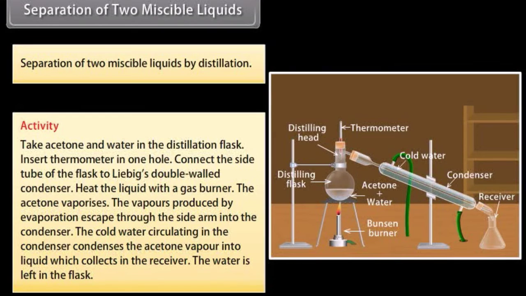Now heat the liquid with a gas burner. The acetone vaporizes. The vapors produced by evaporation escape through the side arm into the condenser. The cold water circulating in the condenser condenses the acetone vapor into liquid, which collects in the receiver. The water is left in the flask.